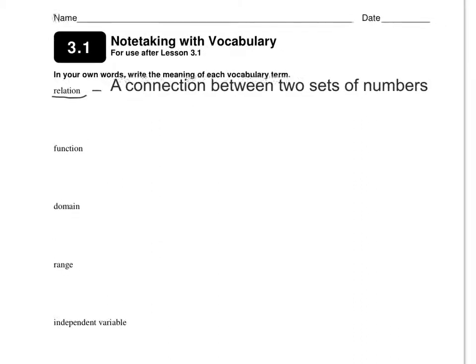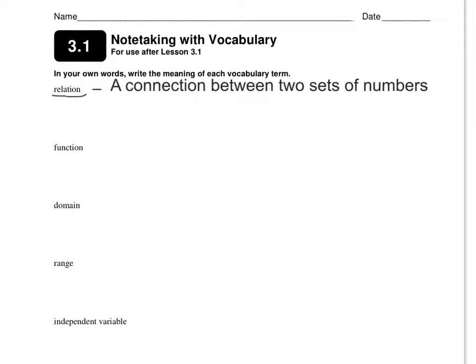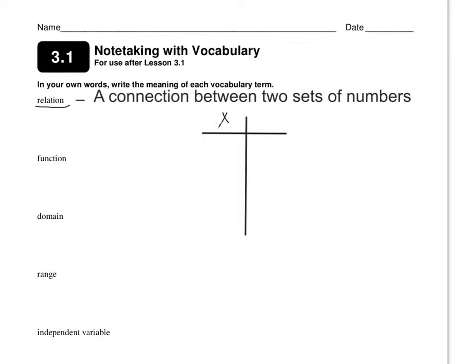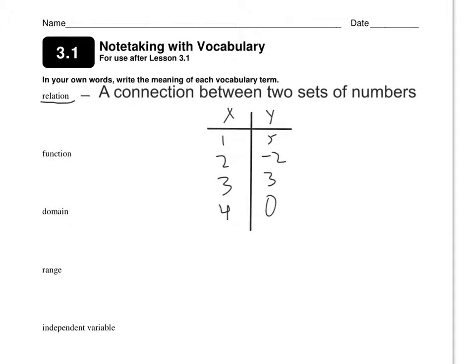We can show it in kind of an XY table here, where we take two groups of numbers. We'll call one the x's, like 1, 2, 3, 4, and the other one the y's, and that's 5, -2, 3, 0. And we'll just say that these are connected. There's something that connects these x numbers here with these y numbers here, okay?